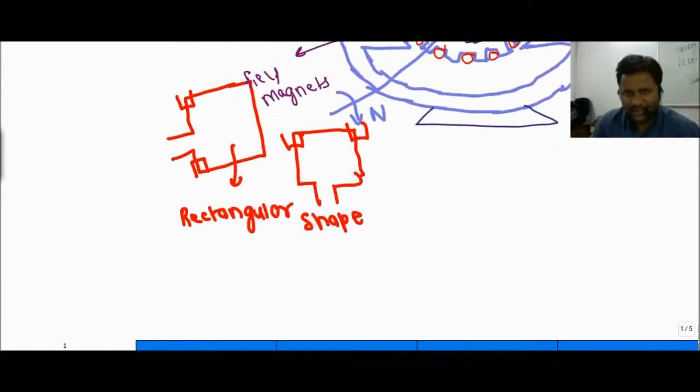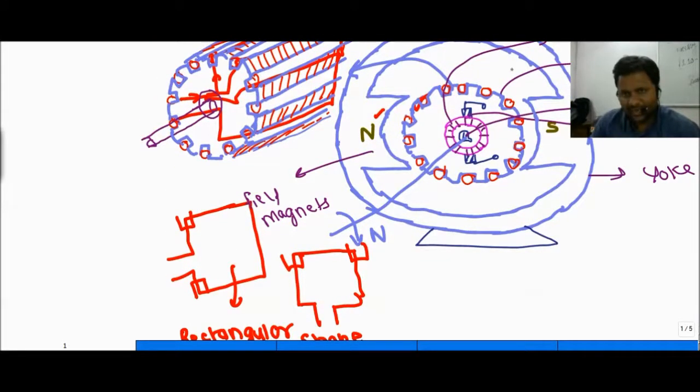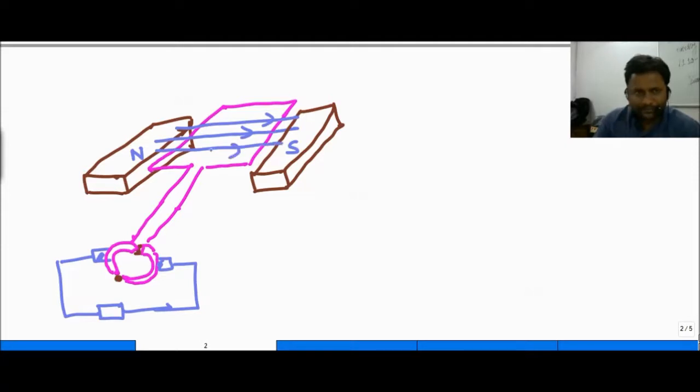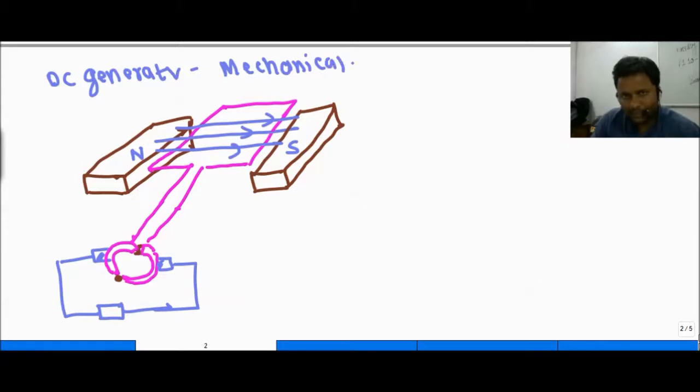So here we are taking one slot, two slots containing one winding, two commutator segments and two brushes, and the DC supply, north to south. Here we have taken a DC supply north to south, which will give a DC flux, a constant flux, like this. And we discuss the DC generator. That means the mechanical energy changes to the electrical output.